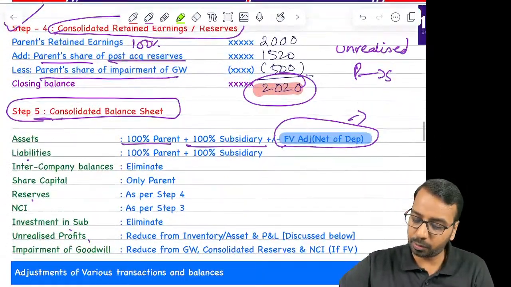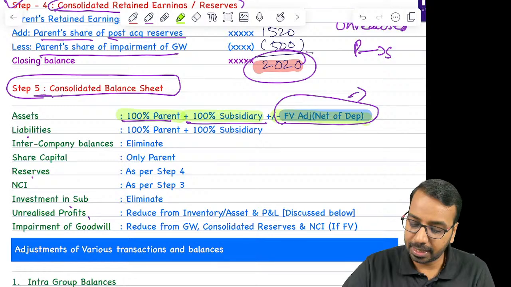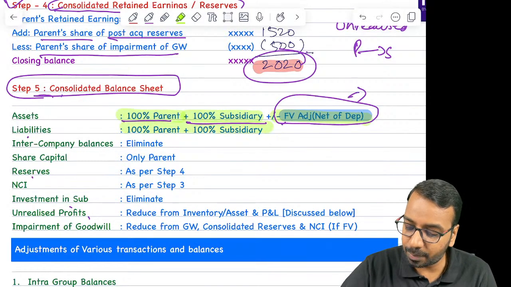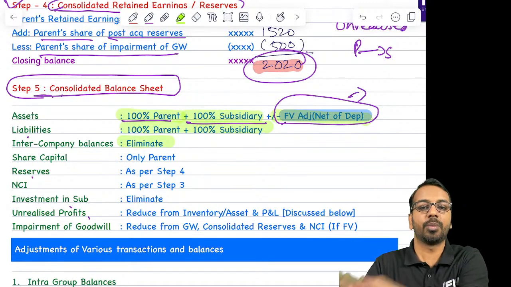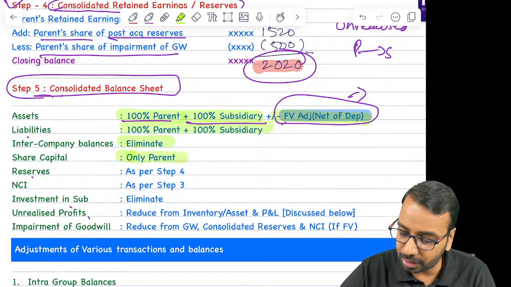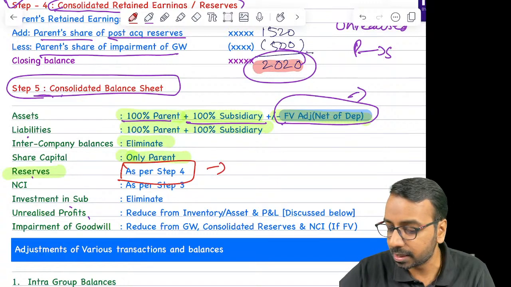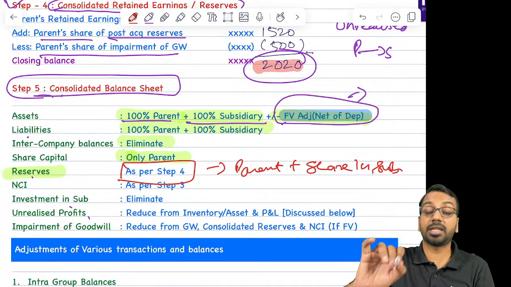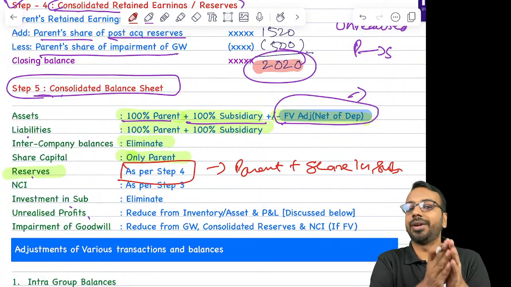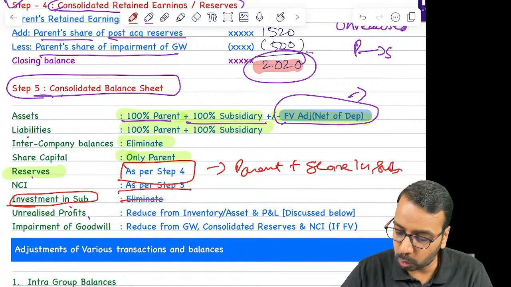Okay, so coming to the balance sheet, 100% of parent, 100% of subsidiary plus fair value adjustment. Liabilities 100%. Intercompany balances eliminate. So, for example, if there is a trade receivable and trade payable, remove from trade receivable, remove from trade payable. Share capital, you will take only parent. Reserves, what you have calculated as per step 4, that is parent plus share in subsidiary. If you want to split the share in subsidiary between retained earnings and other equity, you can do that. NCI as per working note; investment in subsidiary you will no longer show.